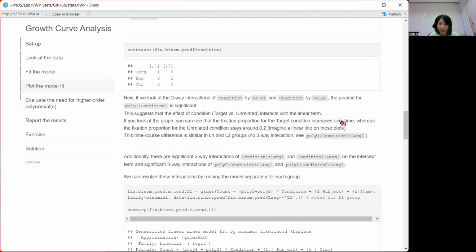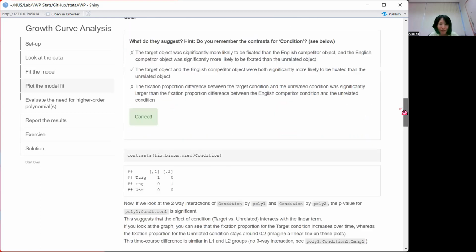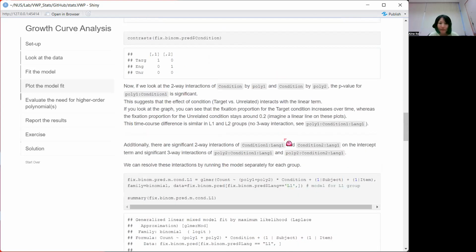And if you look at the graph again, you can actually see the pattern. The fixation function for the target increases sharply, and it doesn't so much for the unrelated condition. The same for the native speakers' data, right? So that interaction comes from there, right?